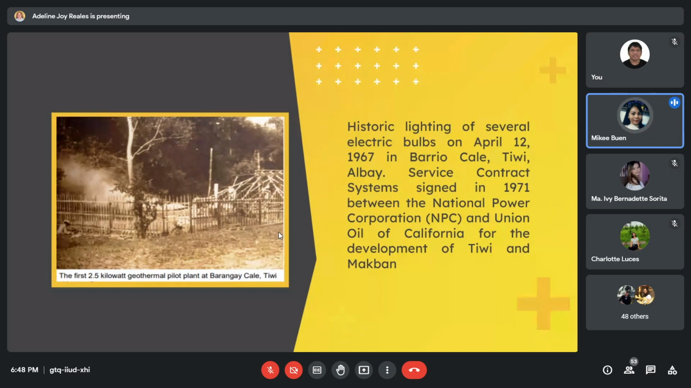So the image shows the historic lighting of several electric bulbs on April 12 of 1967 in Barrio Calais in Tiwi, Albay. The service contract system was signed in 1971 between the National Power Corporation and the Union Oil of California for the development of Tiwi and Bacman.